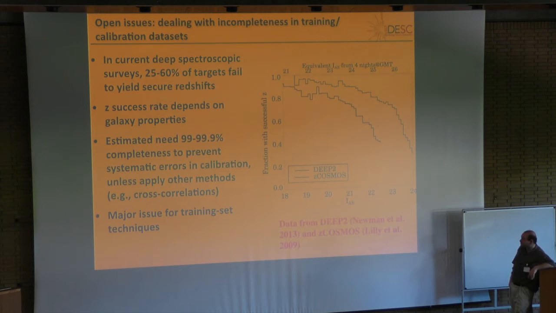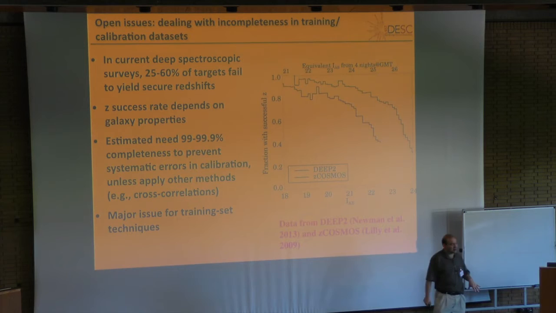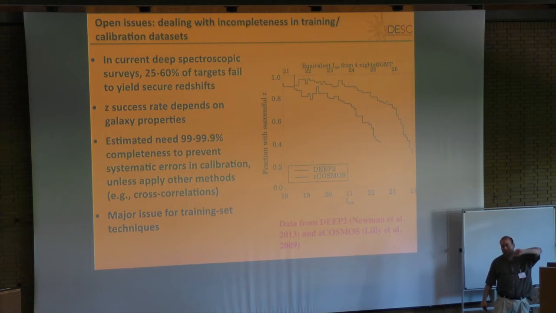If you want to use your set of galaxies with spectroscopic redshifts to calibrate the results of your photo-z algorithm, to say, okay, what is the mean redshift of a sample? It's 1.01 plus or minus 0.001 or such. Then you need something like 99 to 99.9% completeness to not have systematics that exceed the LSST requirements.